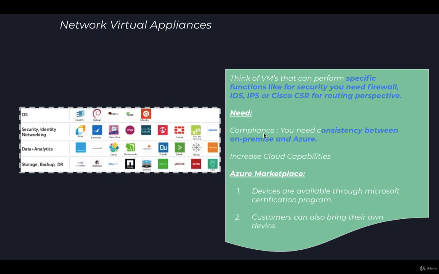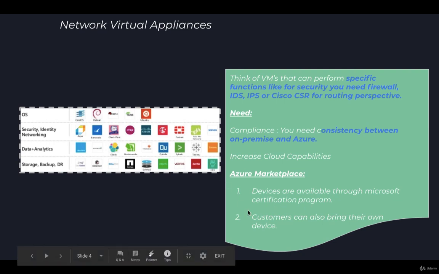The need could be compliance, where you need consistency between on-premise and Azure. Maybe you have a Cisco checkpoint and you need a Cisco checkpoint in your cloud network as well. Similarly, you may need to increase your cloud capabilities. You want to configure firewall rules with Palo Alto, or use the IDS IPS capability of Palo Alto. All those things you can configure. Like I mentioned, all these network virtual appliances are listed in the Azure Marketplace. The devices are available through the Microsoft certification program, where Microsoft certifies that these appliances are valid.